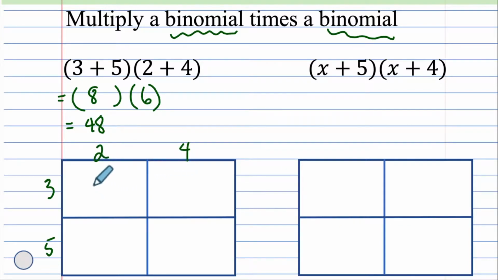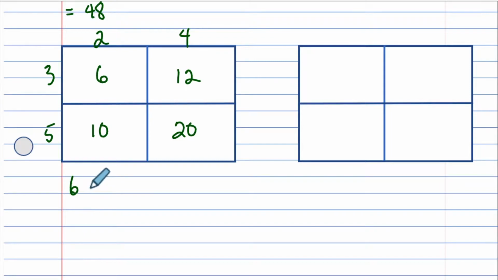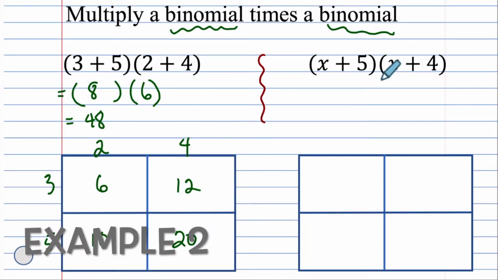Area model gives us 3 times 2 is 6, 3 times 4 is 12, 5 times 2 is 10, 5 times 4 is 20, and we would add up all the areas. 6 plus 12 plus 10 plus 20, and we get 18, 28, 48. Same answer. And for this example, we can't simplify in the brackets, but we can multiply and simplify this expression.